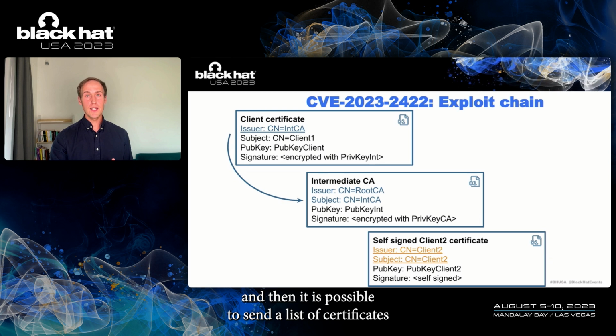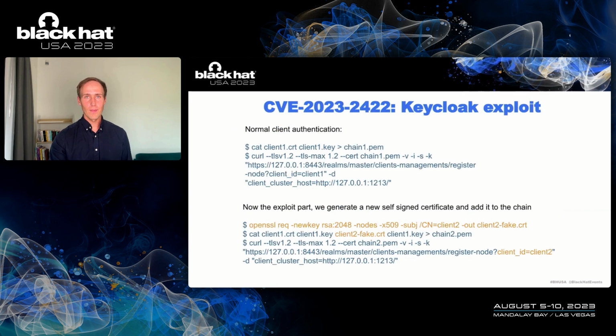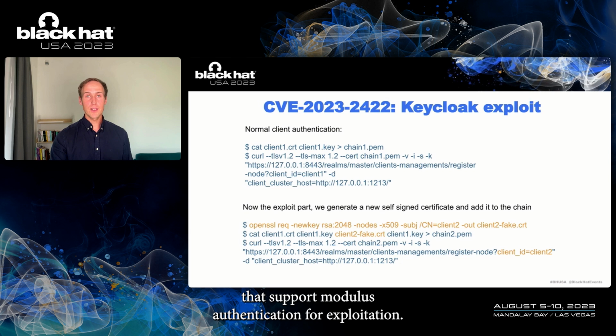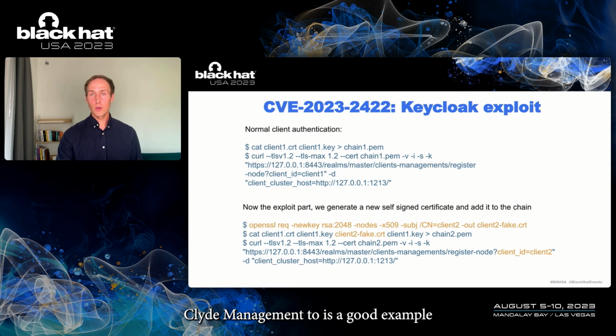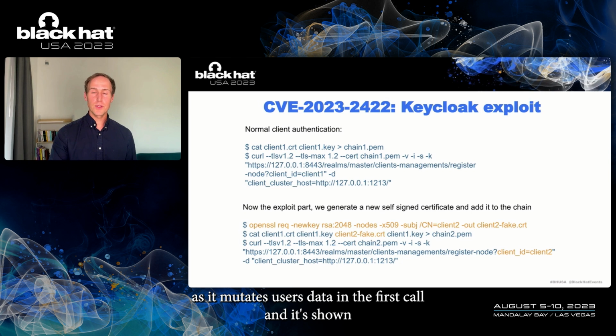It is possible to send a list of certificates where the first one contains one username and is properly chained to a root CA. The last certificate might be self-signed and belong to a different user. The client does not even need to provide a valid private key for it. There are a number of endpoints in Keycloak that support mTLS authentication. For exploitation, we need one that does not require any additional factors, such as tokens or secrets. Client management register node is a good example, as it mutates users' data.